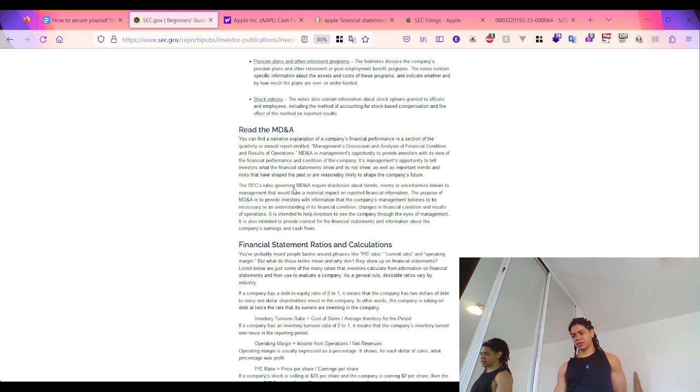So the second rule governing MD&A requires disclosure about trends. The SEC rules governing MD&A require disclosures about trends, events, or uncertainties known to management that will have a material impact on reported financial information. The purpose of the MD&A is to provide investors with information that the company's management believes to be necessary to an understanding of its financial condition, changes in financial condition, and results of operations. It is intended to help investors see the company through the eyes of management, and also to provide context for the financial statements and information about the company's earnings and cash flow.